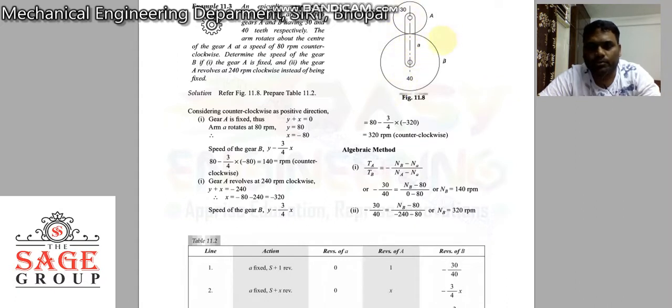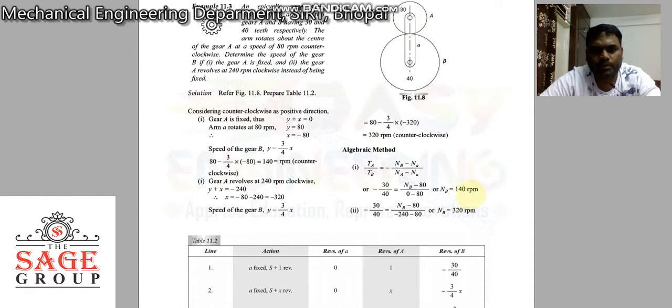Understood? Now the question is given, and the number of teeth is mentioned. The condition is: determine the speed of gear B if A is fixed, and if gear A makes 240 revolutions clockwise instead of being fixed. So two conditions are given to solve this problem.